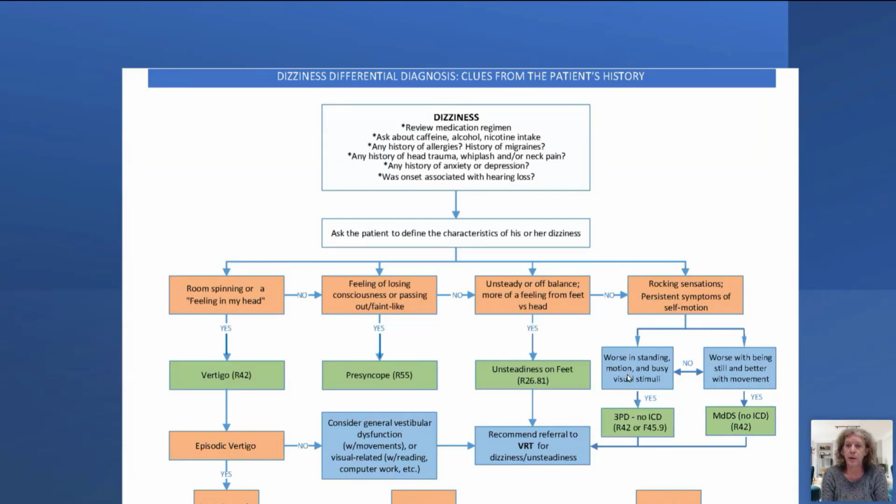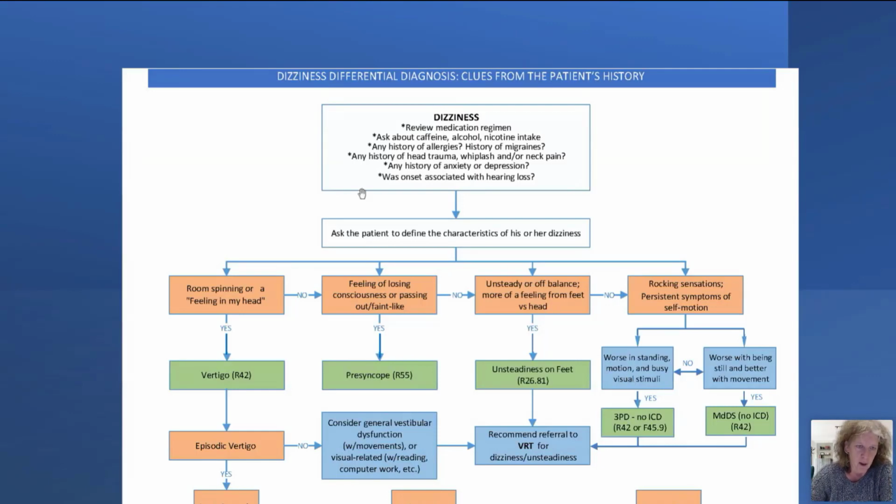Or do they feel better when they're moving and feel worse when they're being still, or feel worse when they're lying down in bed? Then we start to wonder, could this be an MDDS, whether that is triggered by being on a boat or a plane, or what we reference as spontaneous onset MDDS. There's no known prolonged passive motion that actually triggered their symptoms, and currently no ICD-10 for that, even though it's recommended. Some people will use the diagnosis of dizziness for that.